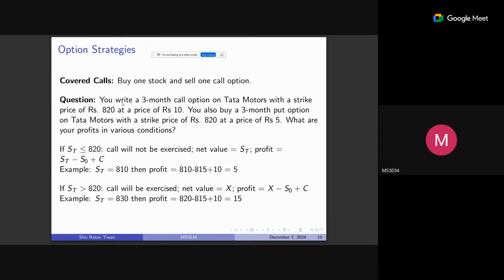So in that case, what will be your profit? If your share price is less than 820, the holder of the option will not exercise it because it is not profitable for him. So you will not have to pay anything to him, but you got your call premium, and you will sell your stock in the market at price ST. So your net profit is ST minus S naught plus C. S naught is the initial price at which you purchased the stock, 815 rupees. If the market price of the Tata Motors share is 810 rupees, then your profit is 810 minus 815 plus 10 rupees which you received as premium. So your net profit is 5 rupees.